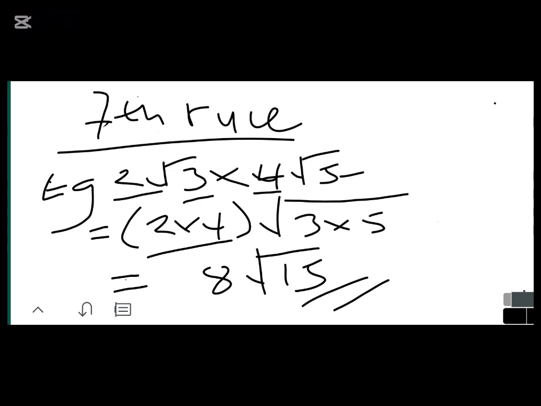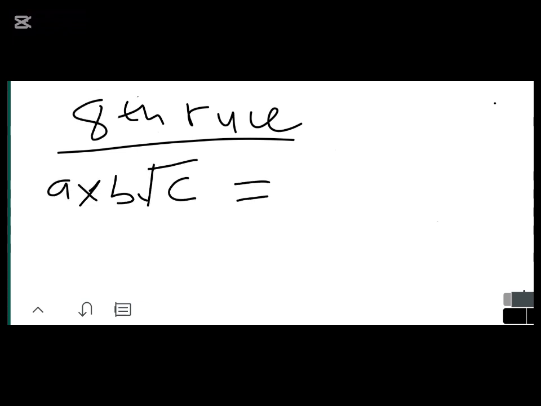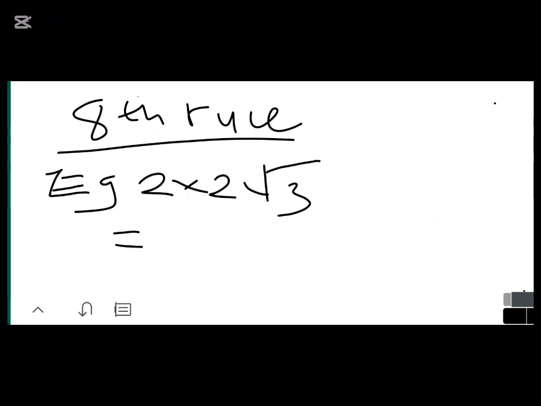Let's take the eighth and final rule. When you have a multiplying b square root of c, this can be written as ab root c. Example: we have 2 times 2 root 3. Multiplying the 2 times 2 will give us 4, then we bring our square root of 3. And this is the final rule of surds.